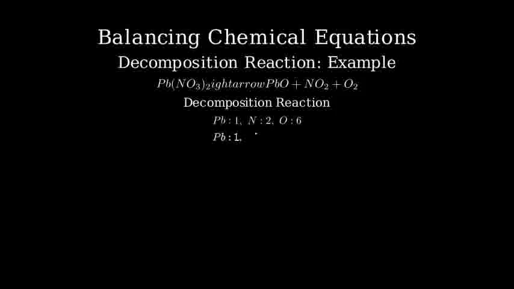On the left-hand side, we have 1 lead atom, 2 nitrate ions, which gives us 2 nitrogen atoms and 6 oxygen atoms in total. On the right-hand side, we have 1 lead atom, 1 nitrogen atom from nitrogen dioxide, 1 oxygen atom from lead oxide, 2 more oxygen atoms from nitrogen dioxide, and 2 from oxygen gas, so we need to adjust these to match. To balance the equation, we'll proceed with trial and error.